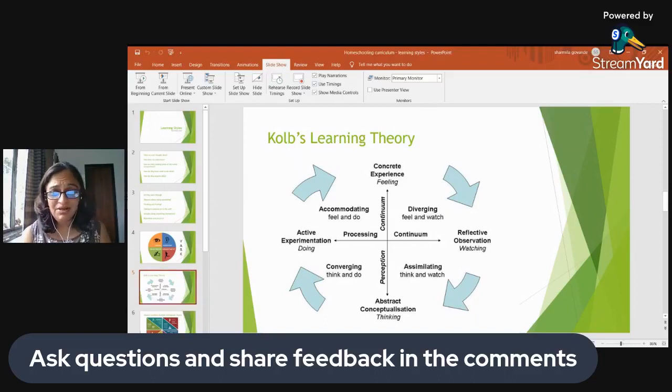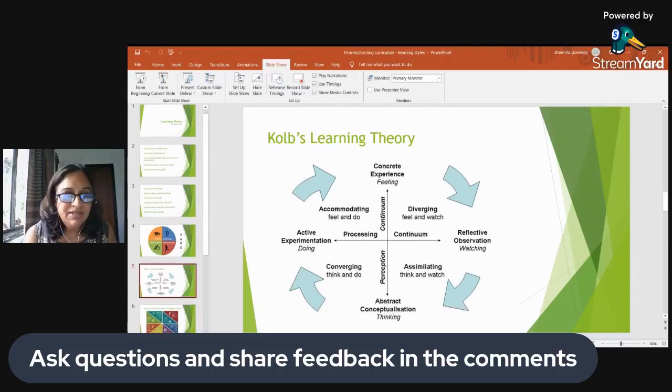So that's about Kolb's theory, where he also says that when you look at learning styles, there is one style where a person is more of a feelings person. Then there are people who are more of the thinking people. Then there are people who watch and learn, and there are people who learn through active doing. They need to do things to understand and make meaning. So that's Kolb's theory.